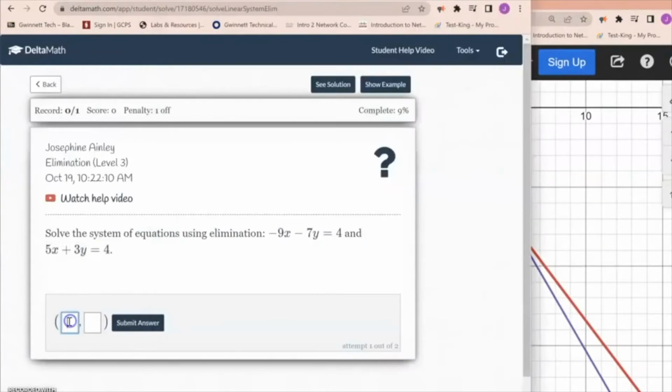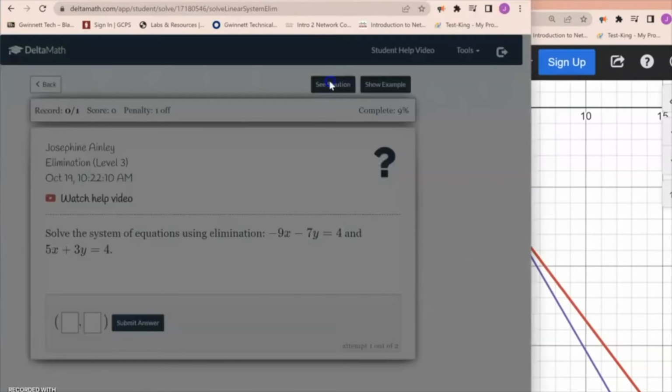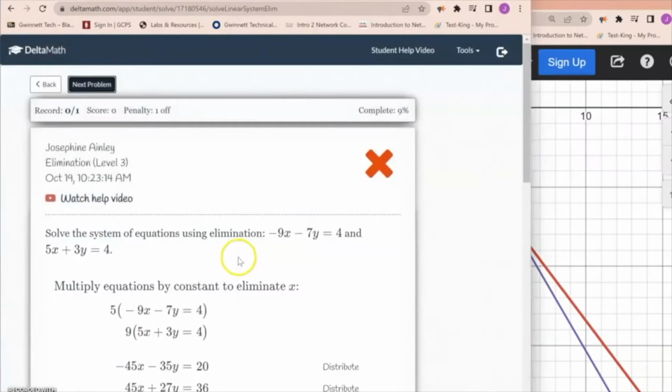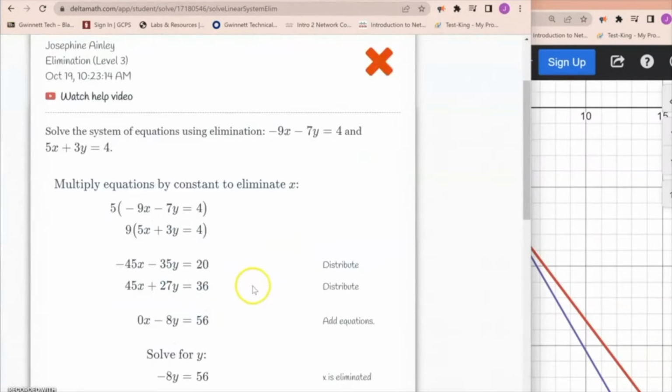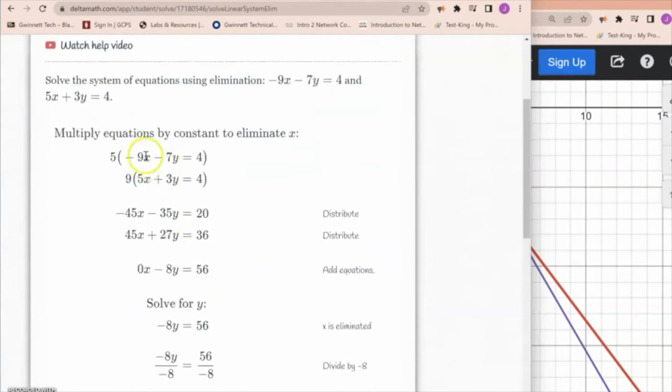So 5, negative 7. Okay, and I'm going to get this wrong again so I can show you real quick how to eliminate. And remember, you could always use your alternate method as well. All right, so elimination means you line them up, x, y, 4, you multiply by 5, and you multiply by 9. So you do the x thing.